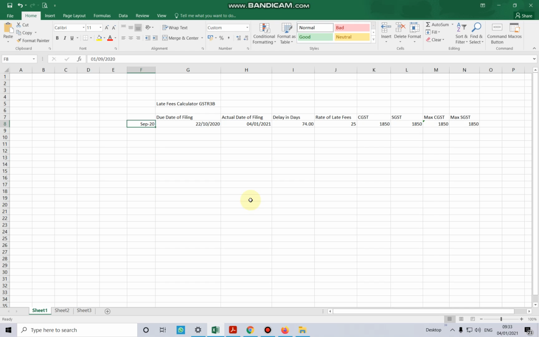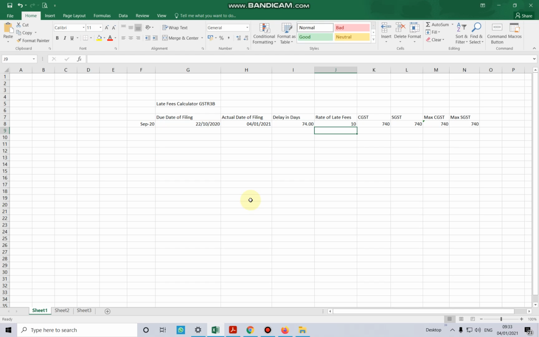Suppose for the month of September 2020, I assume that the due date of filing the return was 22/10/2020. And if I have missed that date, and if I am filing the returns today on 4th of January 2021, the actual delay in days is 4th of January 2021 minus 22nd October 2020. So there are around 74 days delay in filing the September 2020 returns. Now I assume the late fees is 10 per day for CGST and 10 per day for SGST if the return is nil.